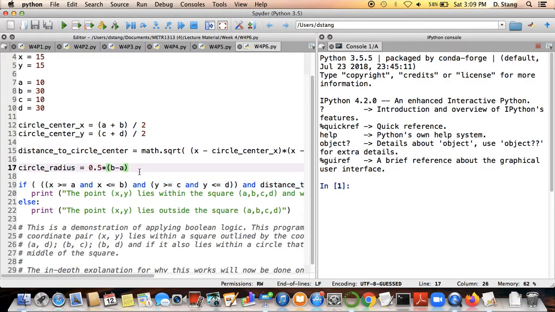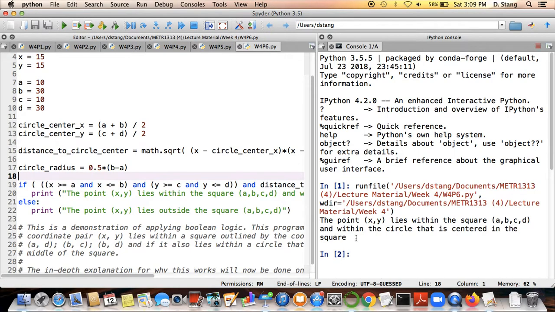So if our logic here checks out and our program is set up correctly, then we should get this exact result when we go to run this program, and you can see it does in fact tell us the point xy lies within the square ABCD and within the circle that is centered in the square.